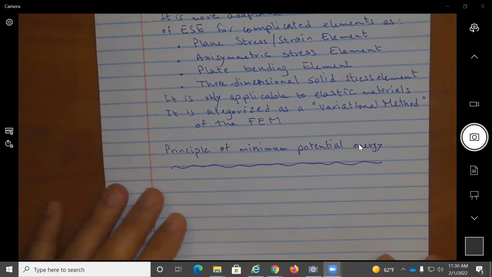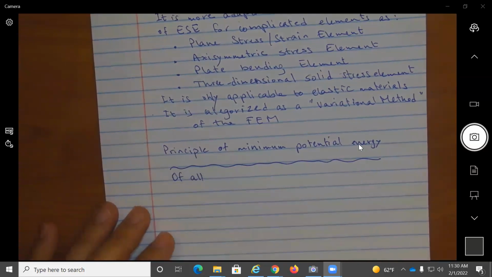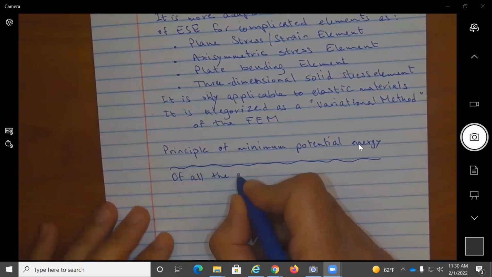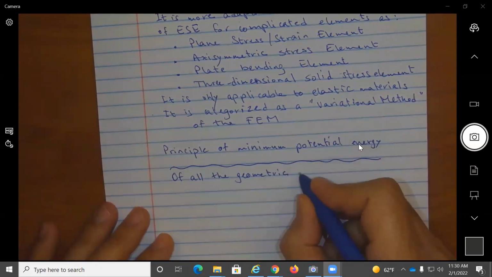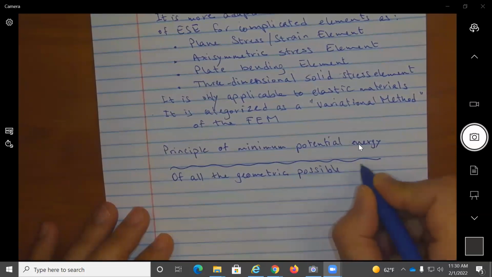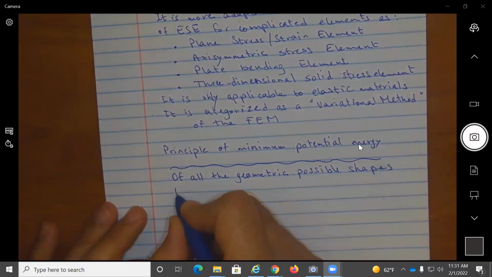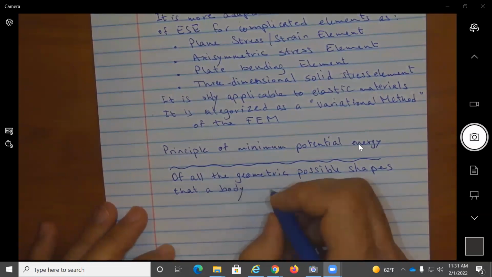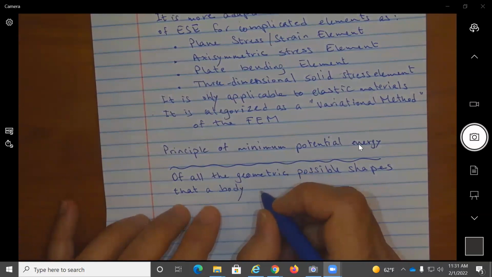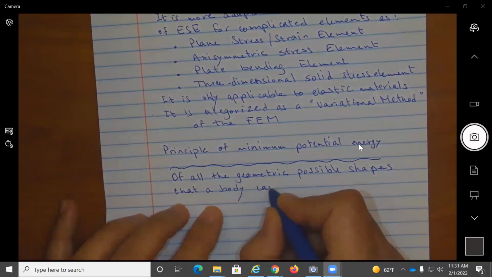The principle of minimum potential energy states that of all the geometric possible shapes that a body can assume, and of course we know that when a body is acted upon, flexible bodies are acted upon by forces, they deform, right? So this is what I mean by geometric possible shape that a body can assume.